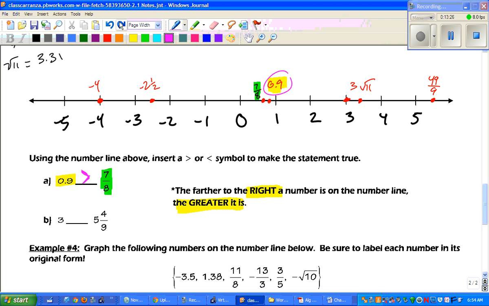And let's look at B. It says 3 and 5 and 4/9. 5 and 4/9 was also the 49/9. Okay? And which one is bigger? Which one's farther to the right? 3 or 49/9 or 5 and 4/9? The 5 is, make sure the Pac-Man's eating that. So this will read 3 is less than 5 and 4/9.